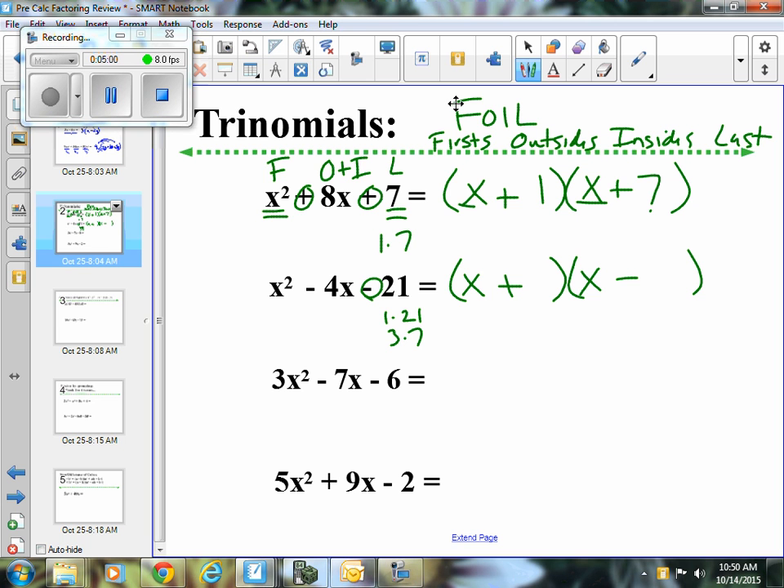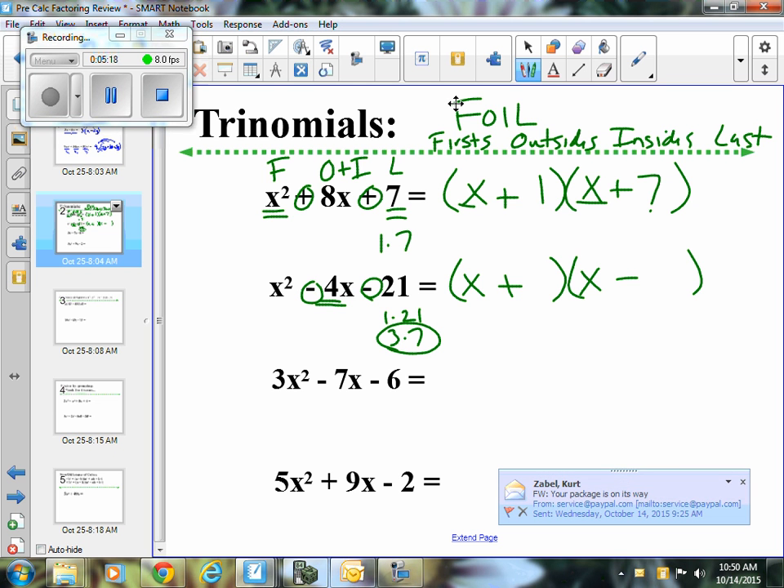Okay, which of those pairs have a difference of 4? Because remember, one of these numbers is going to be positive, the other one's going to be negative, so when you add them together, they have to have a difference of 4. Well, it's got to be the 3 and the 7. And because it's a negative 4 in the middle, that means the bigger of those two numbers has to be the negative. So that means we would have a minus 7.